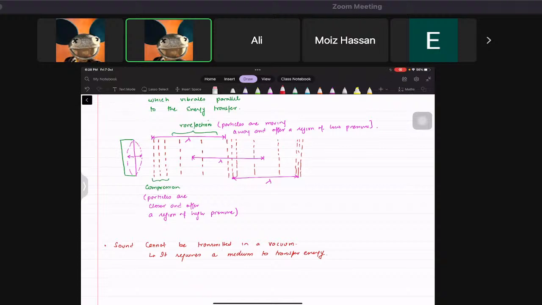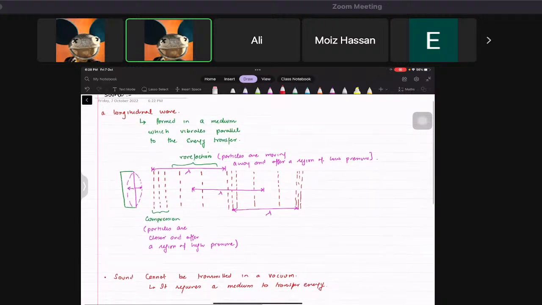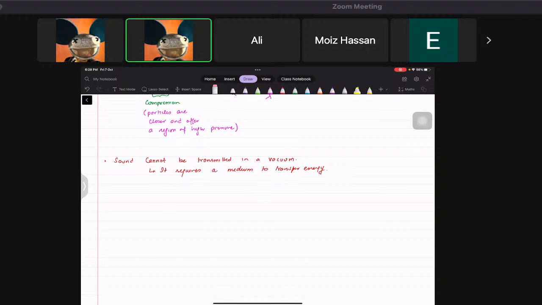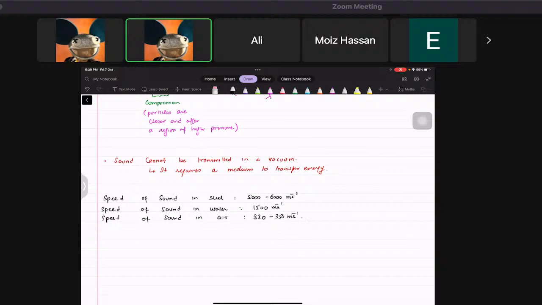Now let's look at some mediums and see how we can show that sound does not travel in a vacuum. The speed of sound in steel is about 5,000 to 6,000 meters per second. The speed of sound in water is about 1500 meters per second. The speed of sound in air is, let's be more precise, 330 to 350 meters per second. So as you can see, the denser the material is, the faster sound travels. Understood?